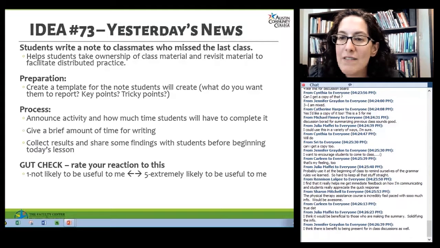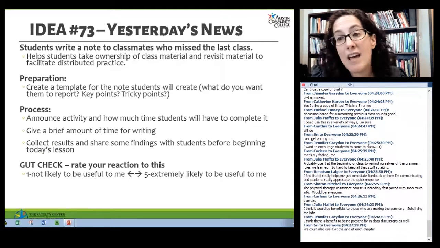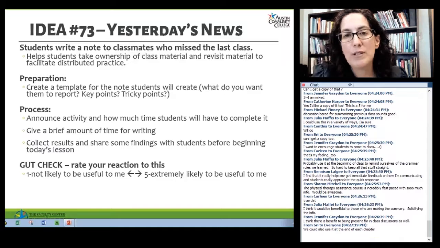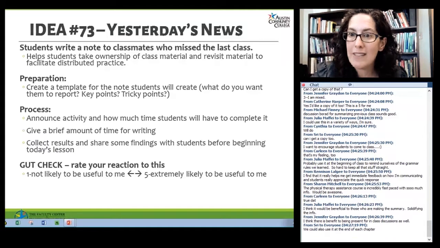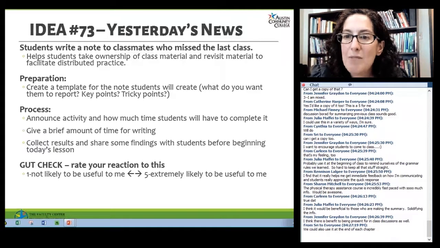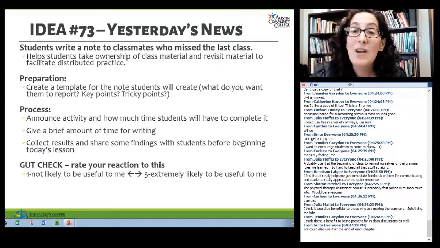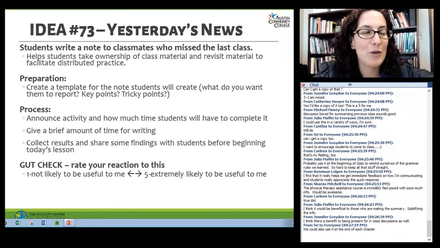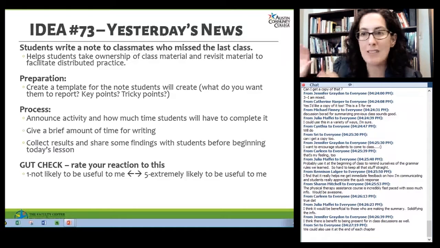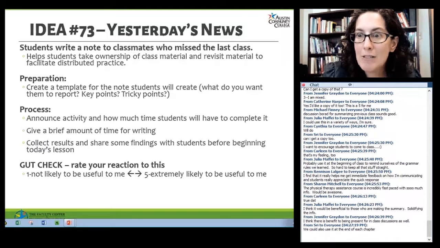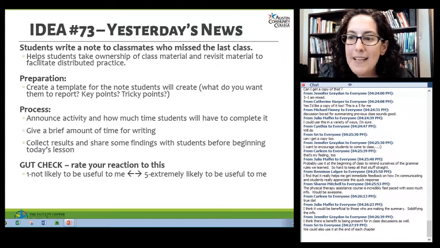So Renison says it helps him get immediate feedback on how he's communicating, and the students appreciate the quick response. I think that's brilliant because, yeah, it's hard to know whether students are hearing what we're giving out or not, and this will allow you to see that. Sharon says the physical therapy assistance course is incredibly fast with so much info, would be awesome. Yeah, so you can even say, all right, hey, person number 1, you have to record the stuff from this section, and you record the stuff from that section. So you can crowdsource and get a lot of help.